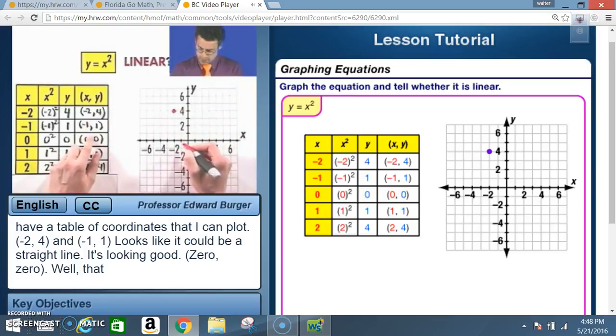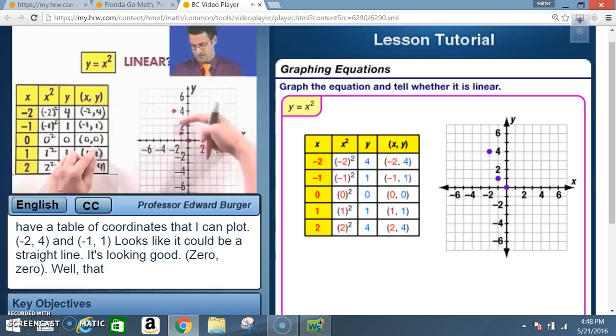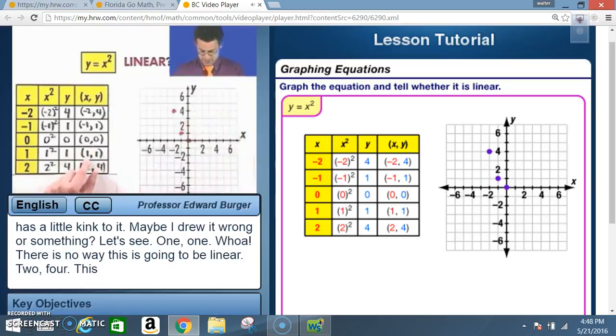-1, 1. Looks like it could be a straight line. It's looking good. 0, 0. Well, there's a little kink to it, but maybe that's just because I drew it wrong or something. Let's see.